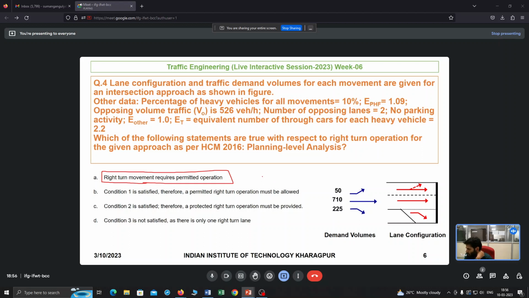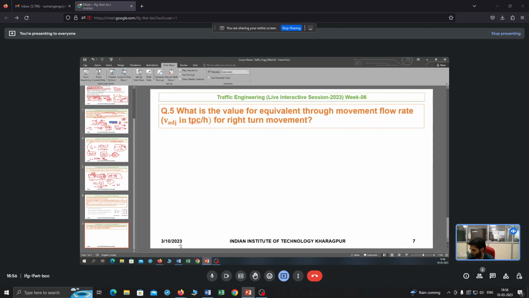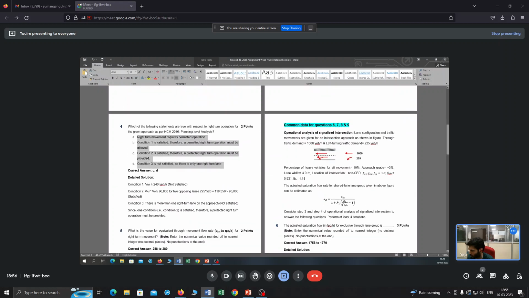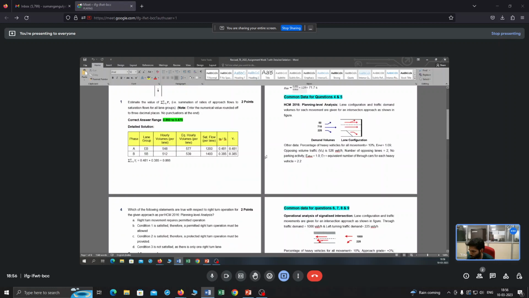The condition 1 is satisfied, therefore a permitted right turn operation must be allowed. These are the same thing, I think. Condition 2 is satisfied, protected. Condition 3, okay, let us go to the question. Is there something else that has to be known? So condition 1 is what? Your right turning volume is greater than 240, which is not satisfied here.